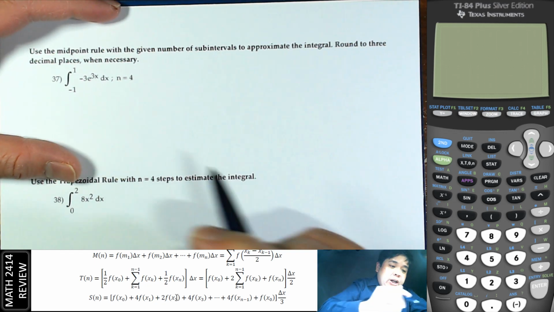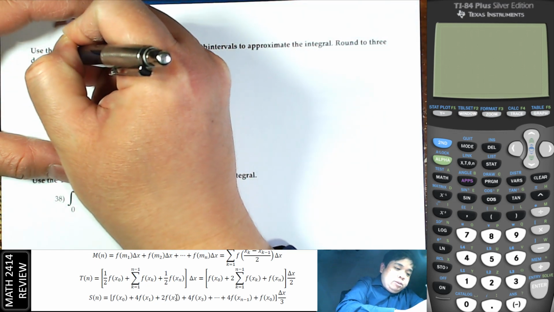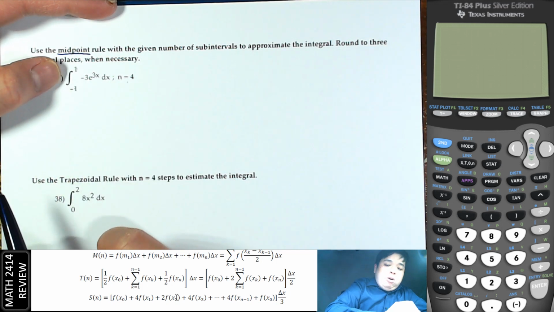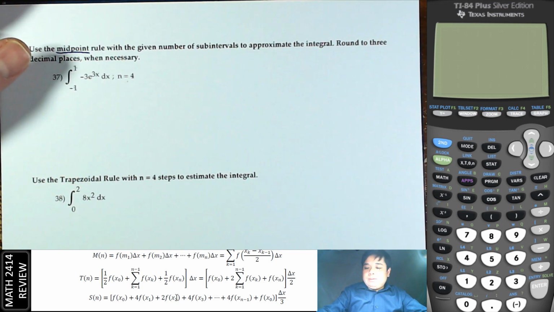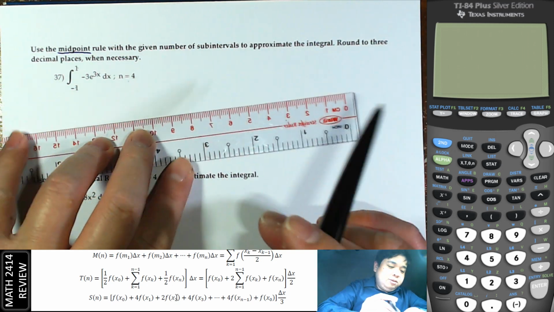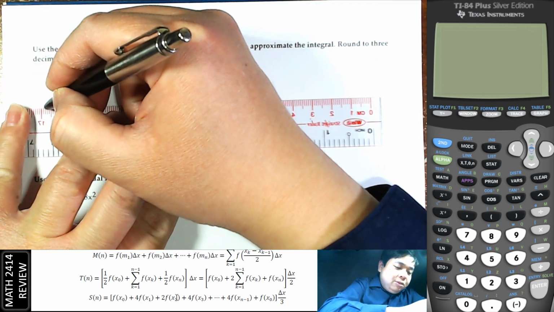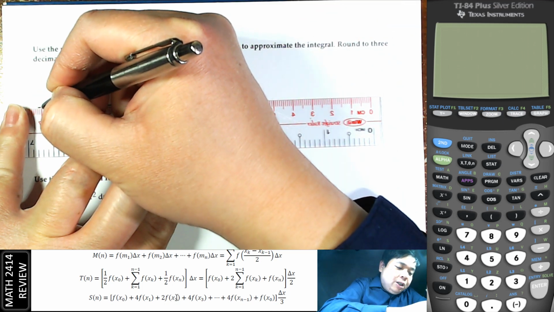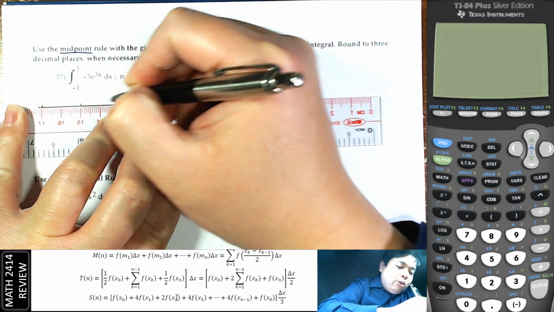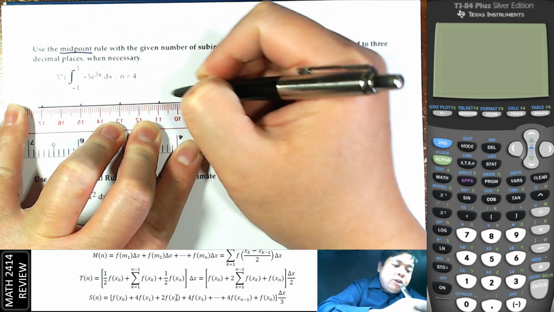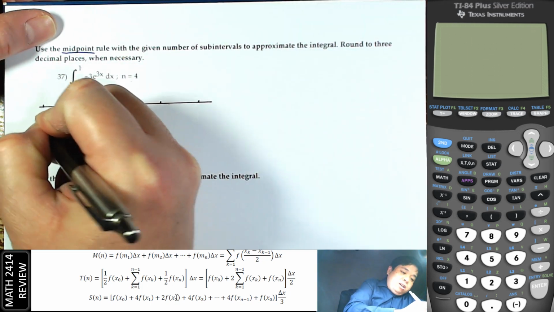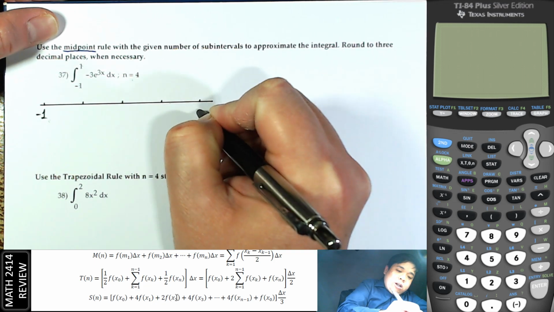The first one is the midpoint rule. We go from -1 to 1 and n equal to 4. So n equal to 4, so basically we just divide into 4 equal segments, and we go from -1 to 1.